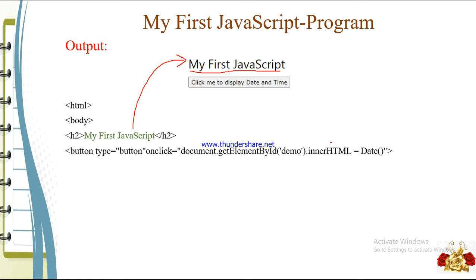Next, I am going to include the JavaScript program. Here we have another output, this one button. The button name is click me to display date and time. You have to create one button and give it a name, and when you click, it automatically shows the output, the date and time.